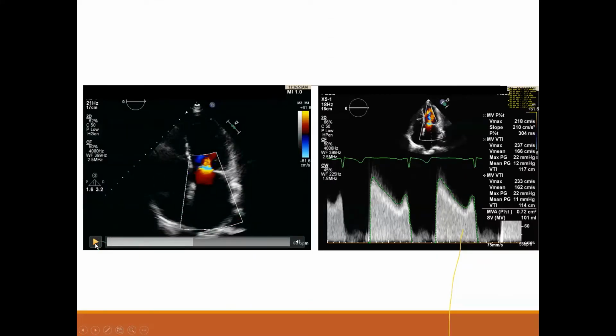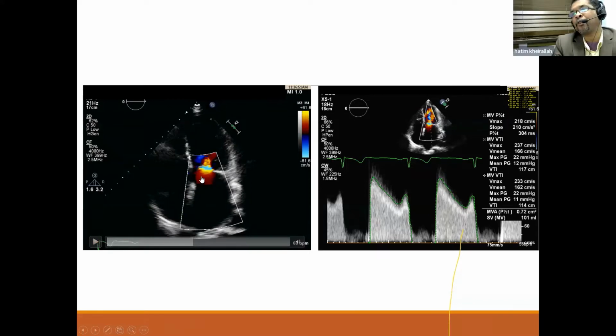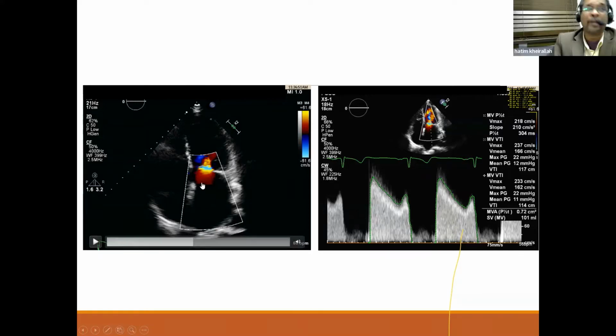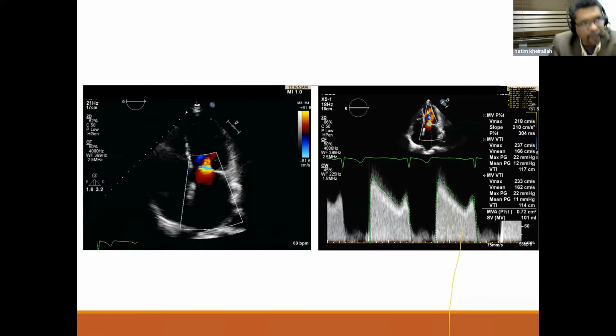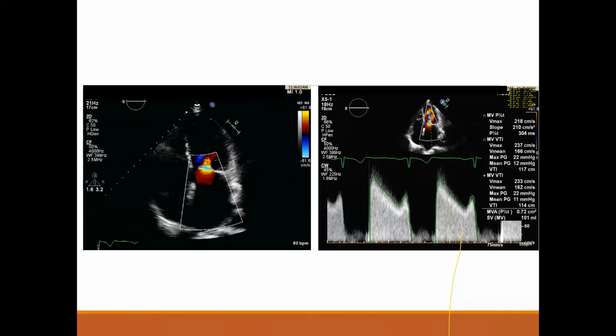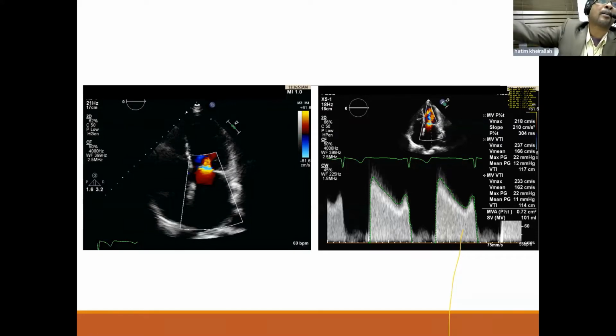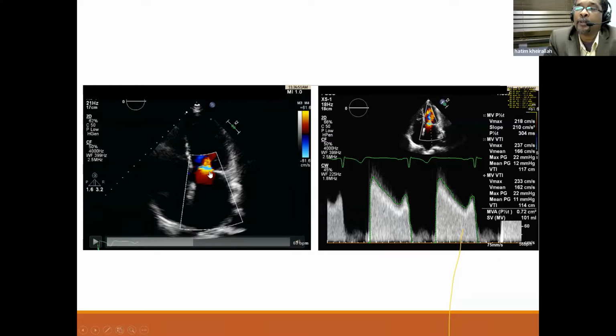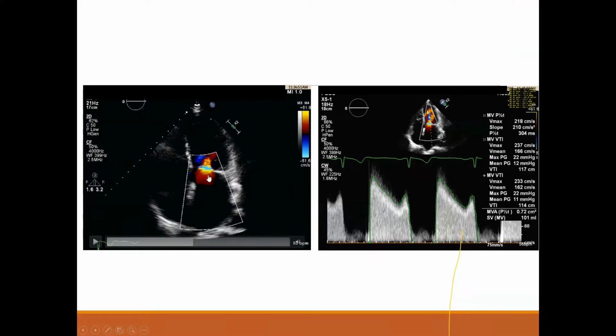Dilated LA. You see this flow convergence? This is a diastolic frame, and you see there is a big hemicircle around the valve. This is PISA. PISA is elicited in MR and in MS as well. So the more flow convergence you see around the orifice, the more stenosis is expected.